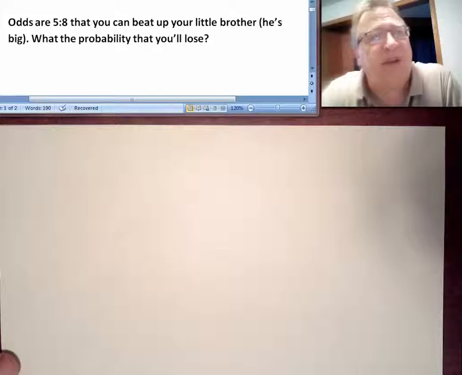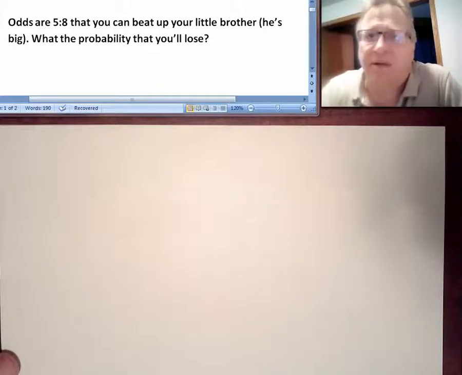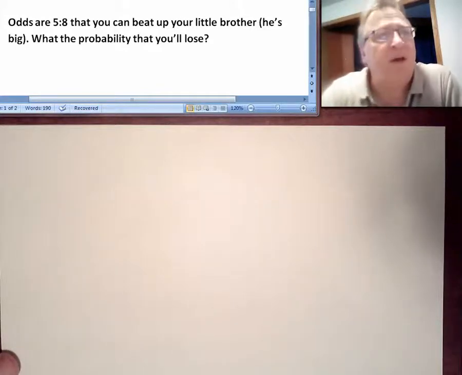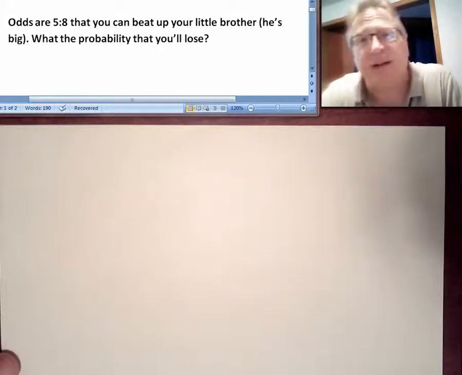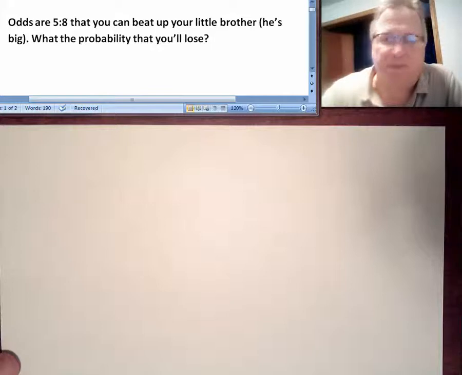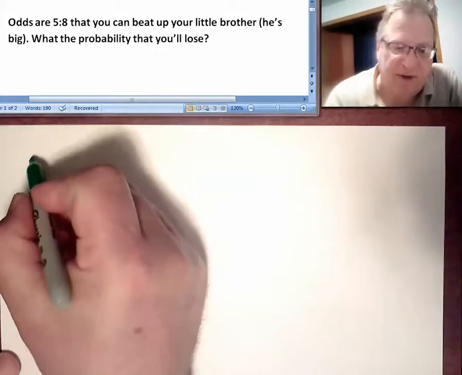The odds are 5 to 8 that you can beat up your little brother. Apparently, your little brother is quite large. What you're asked for is what is the probability that you will lose. So we're given some odds and we're asked for a probability. Okay, let's turn to some definitions and see how this might be done.